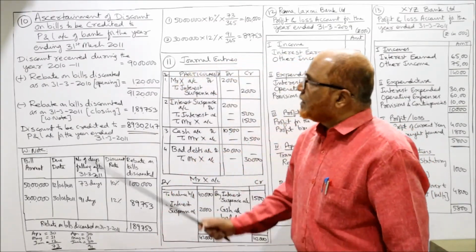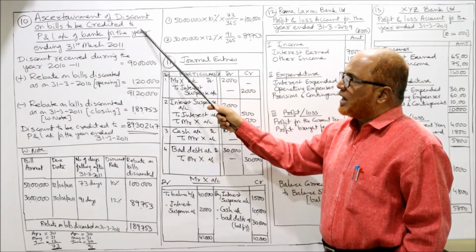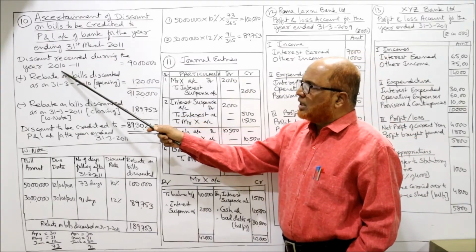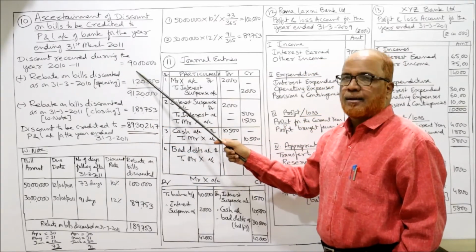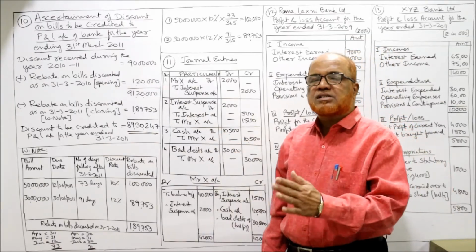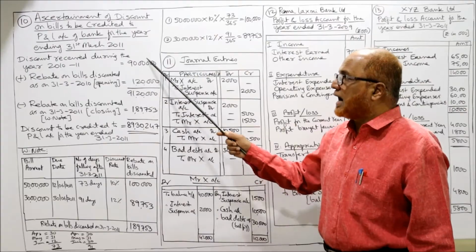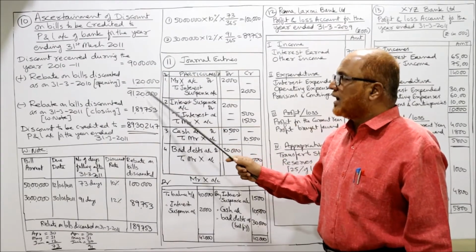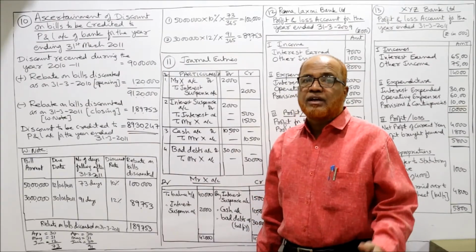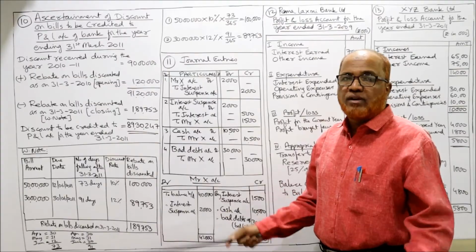So here, ascertainment of discount on bills to be credited to profit and loss account of the bank for the year ending 31st March 2011. Discount received during the year 10-11 is 90 lakh rupees. To this, rebate on bills discounted at the beginning of the year, given in the problem, 1,20,000. Add up, so it will be 91,20,000, minus rebate on bills discounted at the end of the year, 31st March 2011 closing. That is not given in the problem.